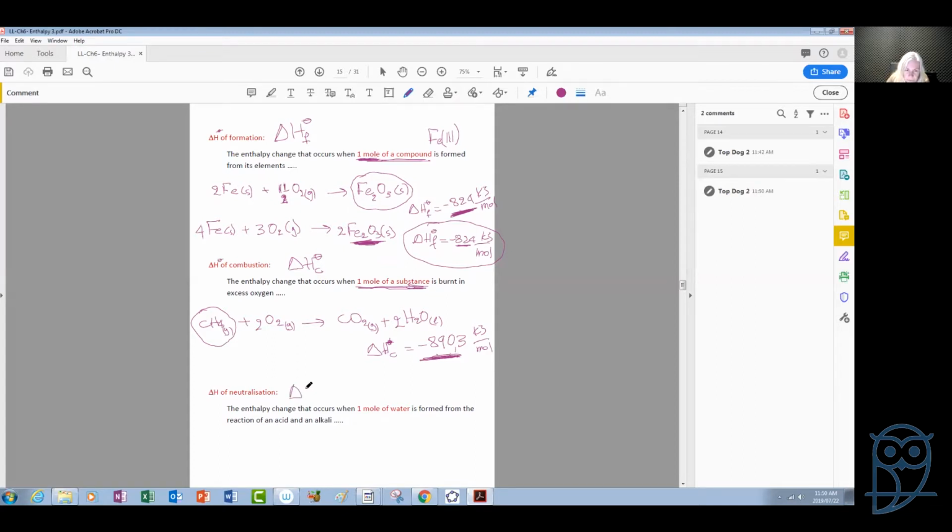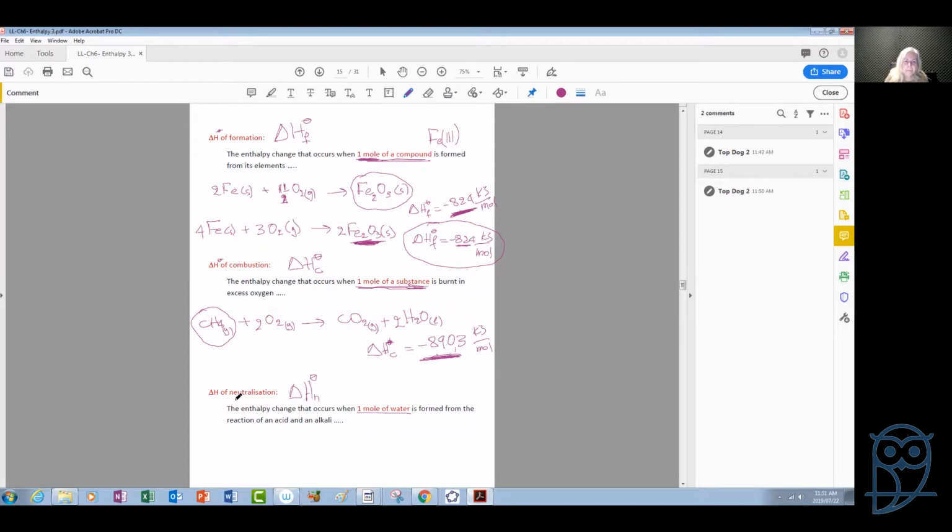So in this case, we could symbolize the standard enthalpy of neutralization maybe with an N here to say neutralization. So this is now the enthalpy change that occurs when 1 mole of water is formed from the reaction of an acid and an alkali. Because neutralization is usually when we have an acid and a base reacting, and the result is always a salt and water. But of course, this type of neutralization reaction usually happens as aqueous solutions.